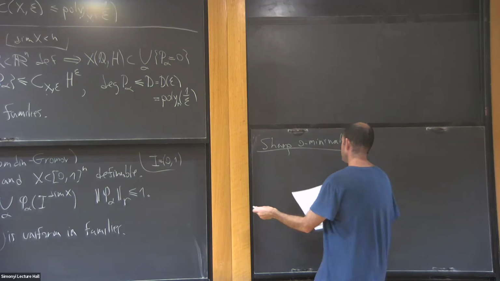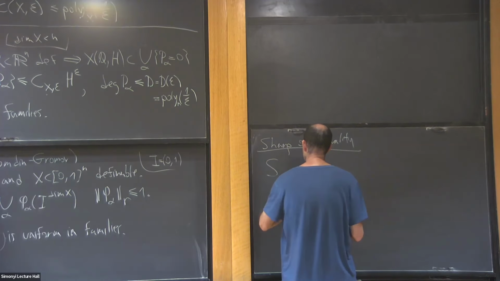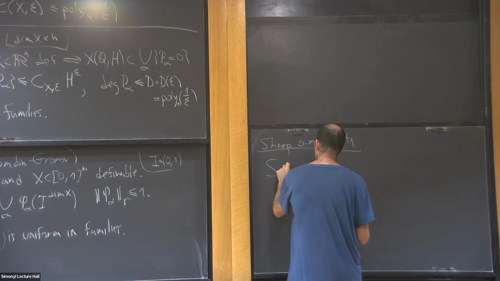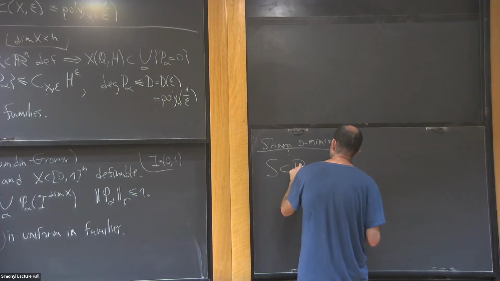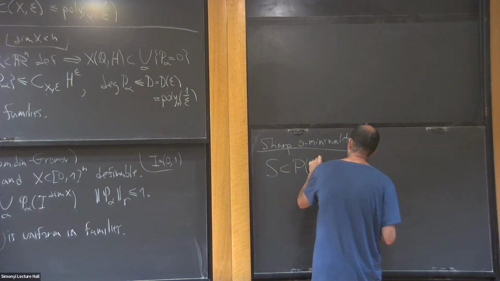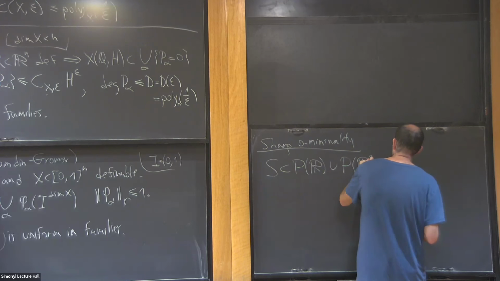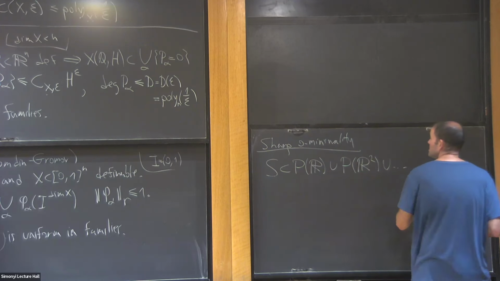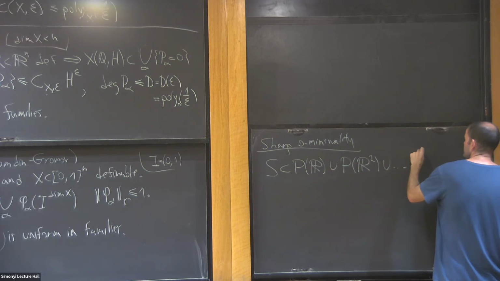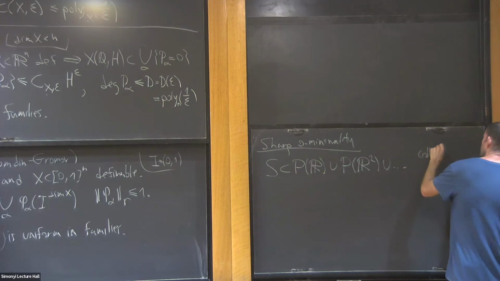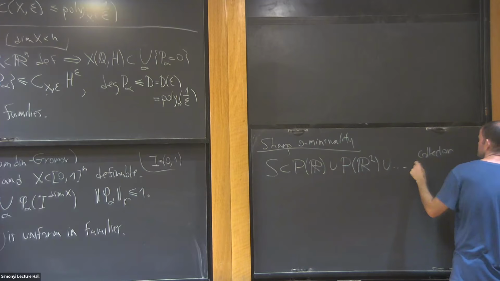The systematic way of doing it is I'm going to think about my structure as just a collection of definable sets. So it's the power set of R, R^2, and so on. This is the collection of definable sets. These are all the definable sets in my structure.